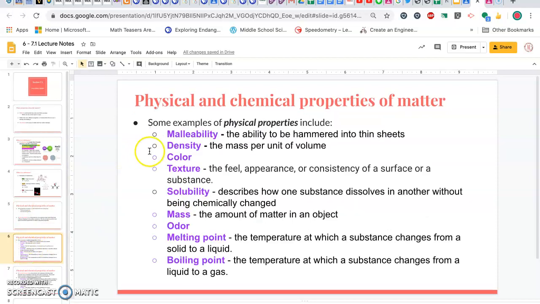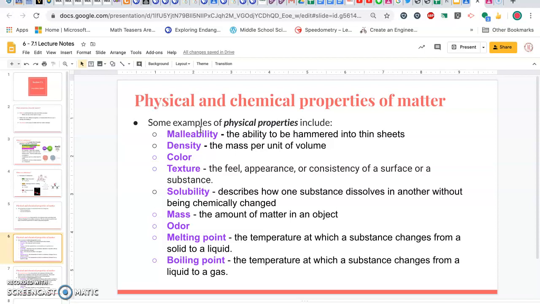All right, so some examples of physical properties would be how malleable is it? Am I able to hammer it into thin sheets? How dense is it? What is my mass per unit volume? The color, the texture, how does it feel? The solubility, which says how easily does one substance dissolve in another without being chemically changed.